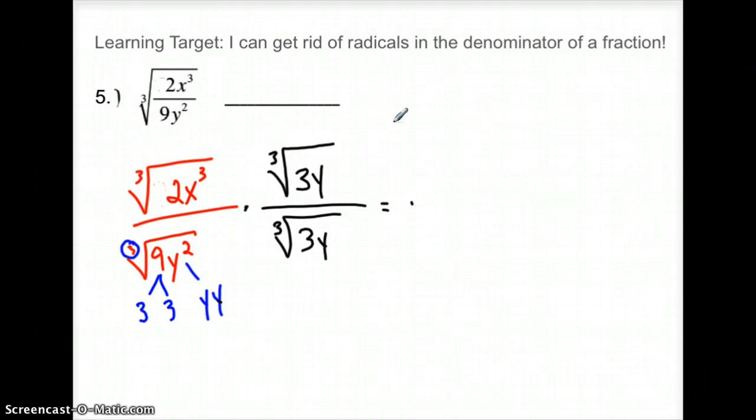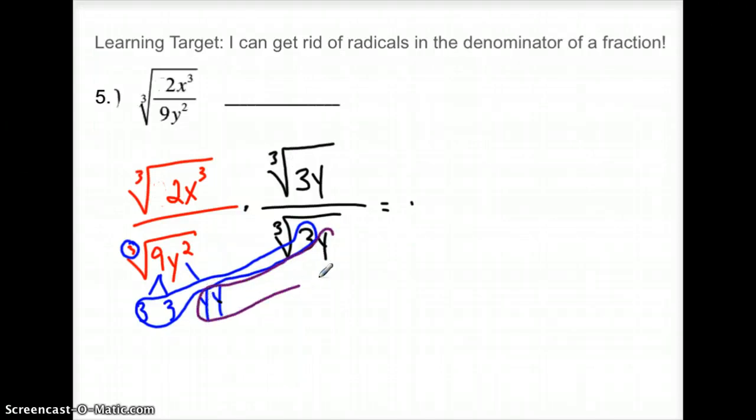Okay, so now let me compare. Between my denominators, I have triplets of 3's, so I'm going to circle this set of 3's. And then I also have triplets of y's. I've got 3 y's. So I've got a set of 3's and a set of y's. So what's going to come out? A 3 and a y. Now between my bottoms, I don't have anything left. I've used everything between the 2 fractions. So I got rid of my cube root house, which is what I wanted to do.